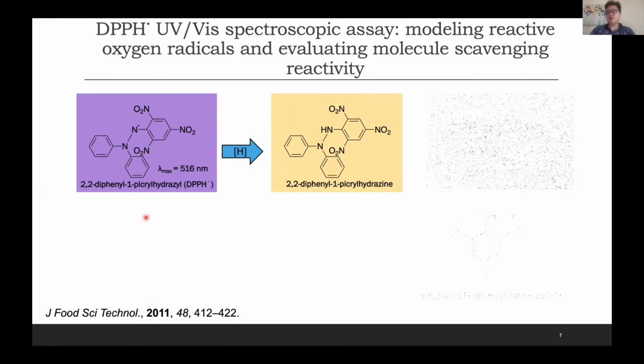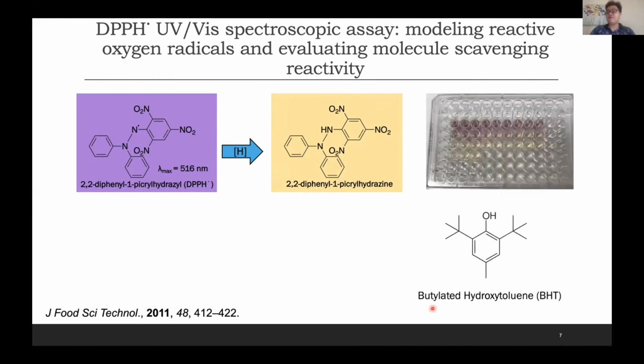In this study, we utilize the reference radical scavenger, butylated hydroxytoluene, or BHT. If you look at the top right picture, as you move from left to right, there is this color gradient of purple to yellow, and there's an increase in concentration of BHT as I move from left to right in this zigzag pattern. More BHT, more radical scavenging reactivity, less free DPPH in the free radical form.